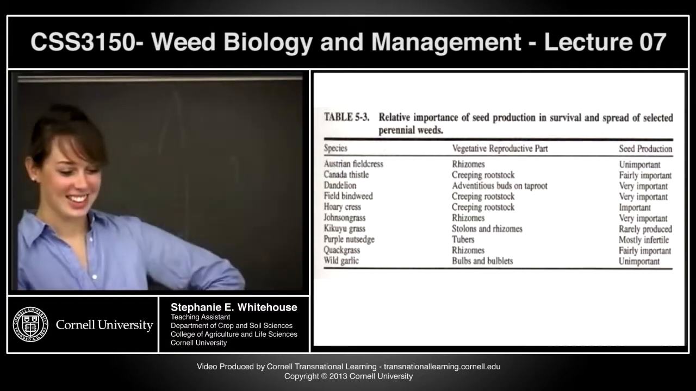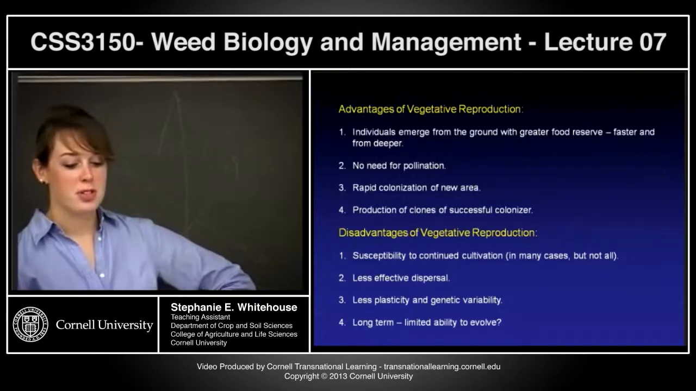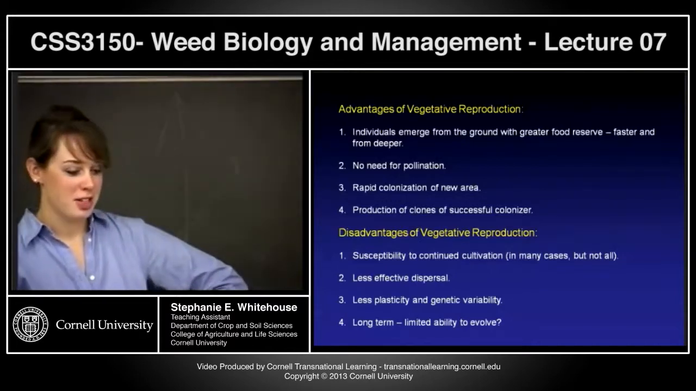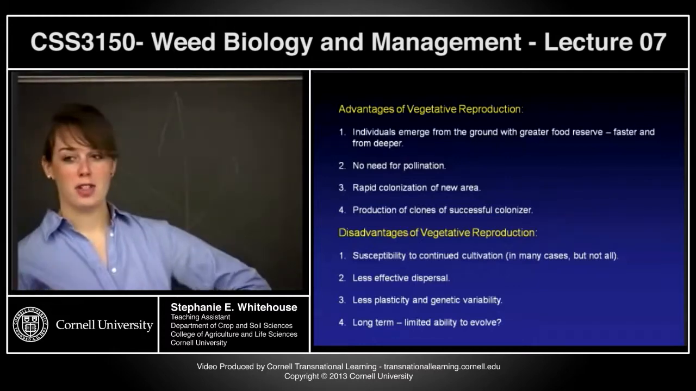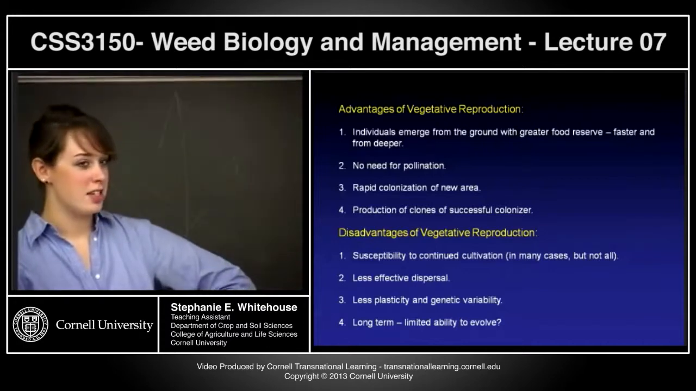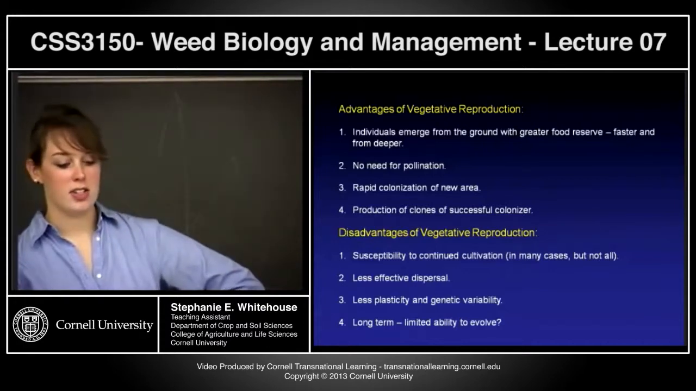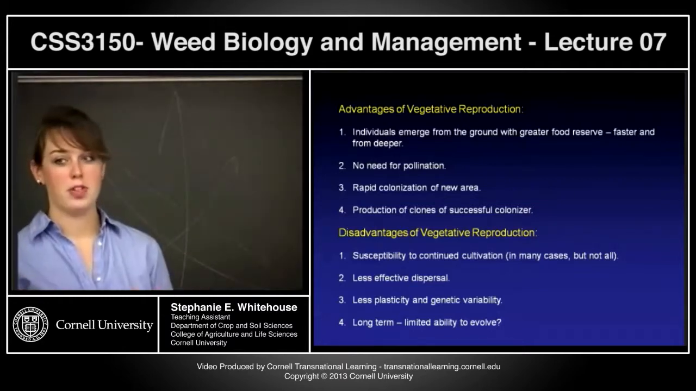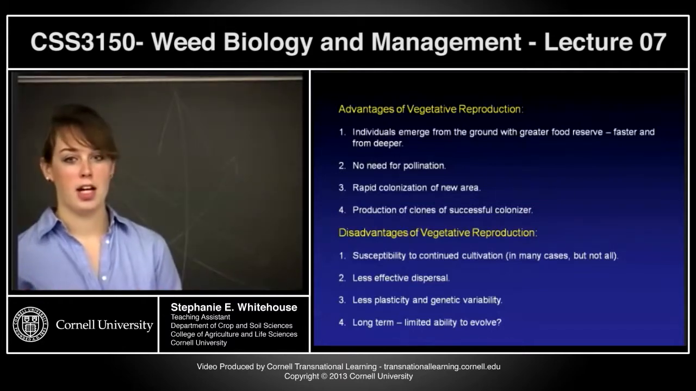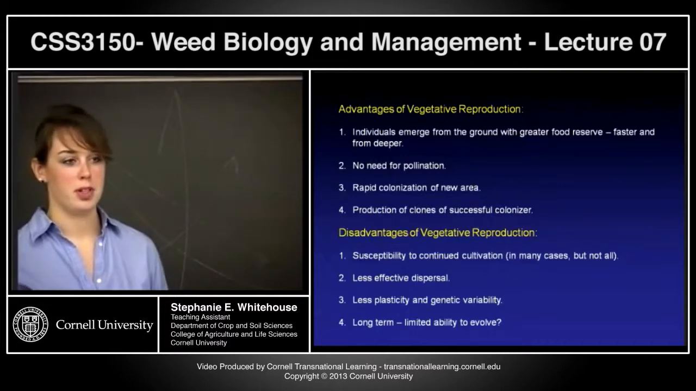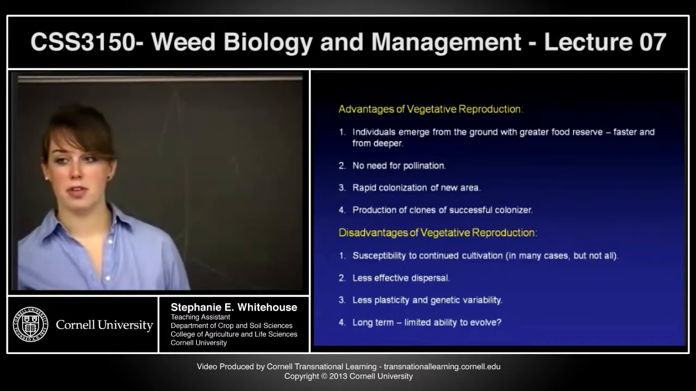Okay, great. So being susceptible to continued cultivation can be problematic. It's less effective at dispersal. As Ben was saying, you have less genetic variability and less plasticity within your plants. Over the long term this can also be problematic because you don't have that genetic variation, or the spatial area, to really allow you to evolve and adapt to your environment.